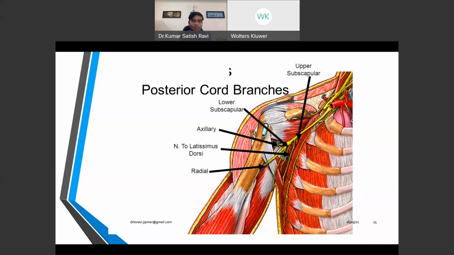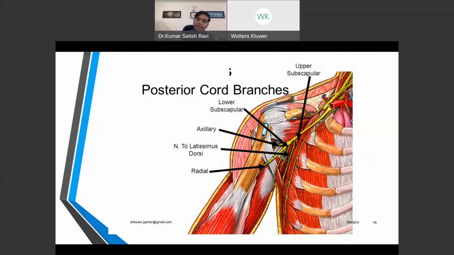So along with this posterior circumflex artery, it enters into the quadrangular space, and then it supplies the deltoid and the teres minor and ends as the upper lateral cutaneous nerve. Now coming to the largest branch, or the thickest branch, of this posterior cord of the brachial plexus, that is the radial nerve.